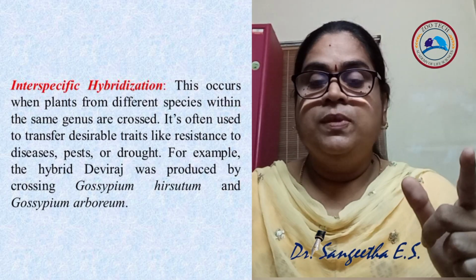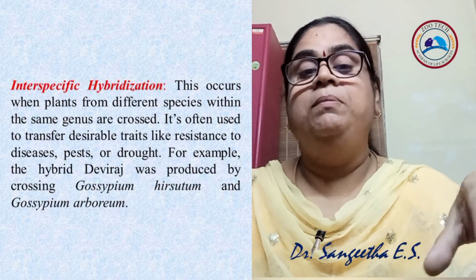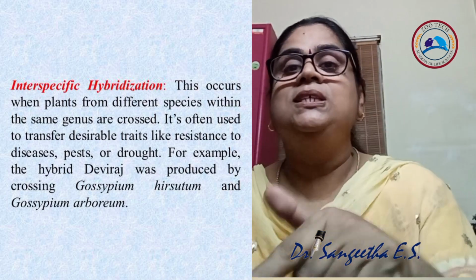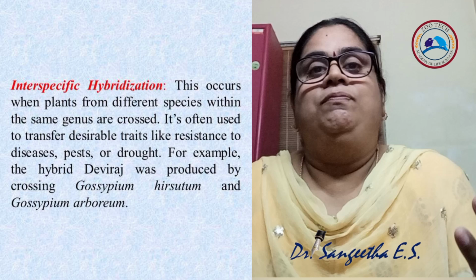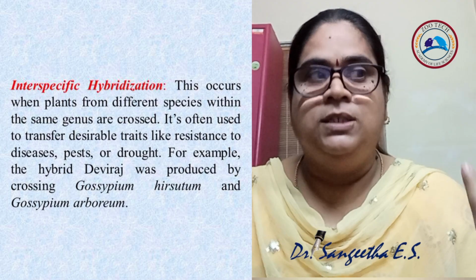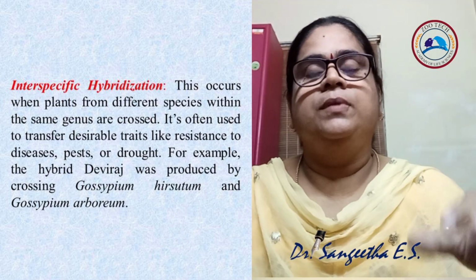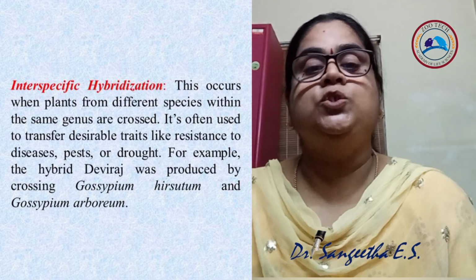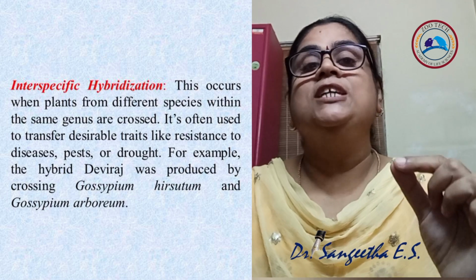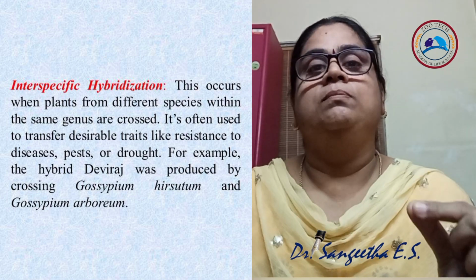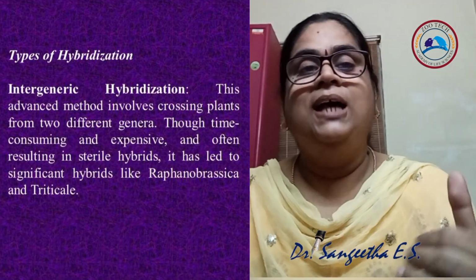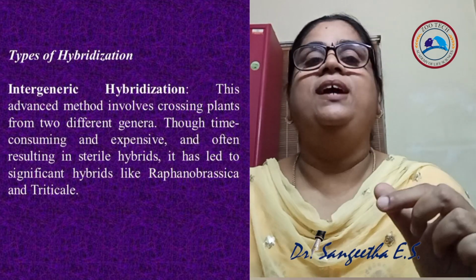Thirdly, we'll call it interspecific hybridization. It occurs between plants from different species within the same genus. What is the main benefit? It is often used to transfer beneficial traits like disease, pest, or drought resistance from one species to another. An example is that we can take Gossypium hirsutum and Gossypium arboreum, which produced a hybrid called Devi Raj.